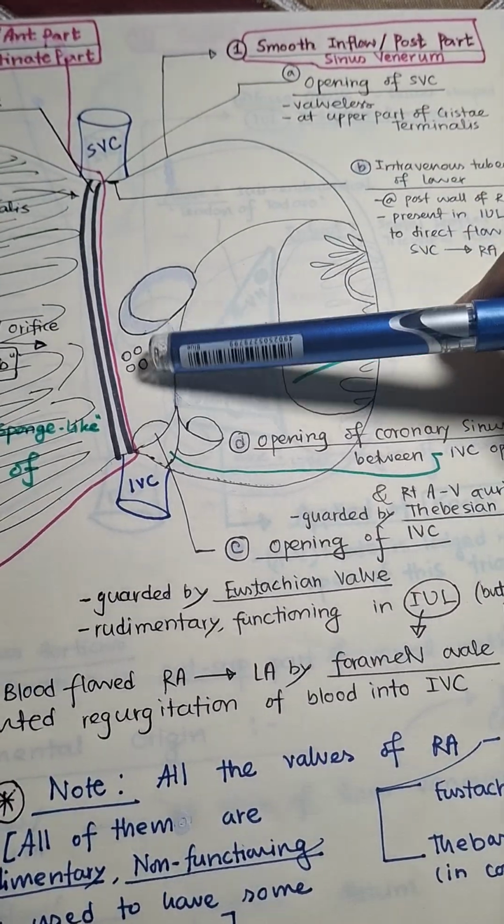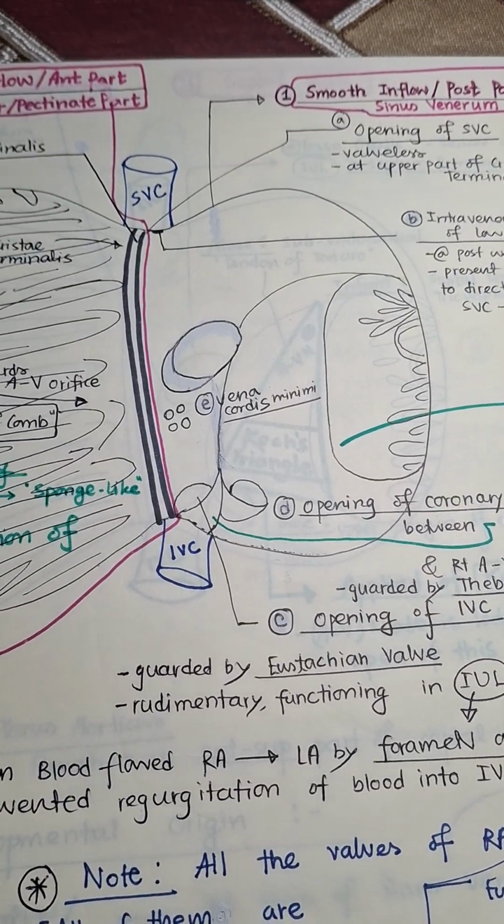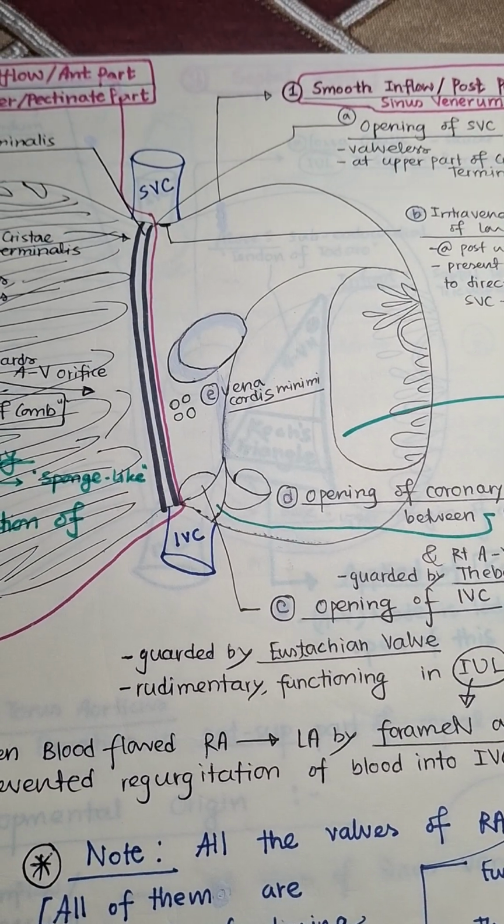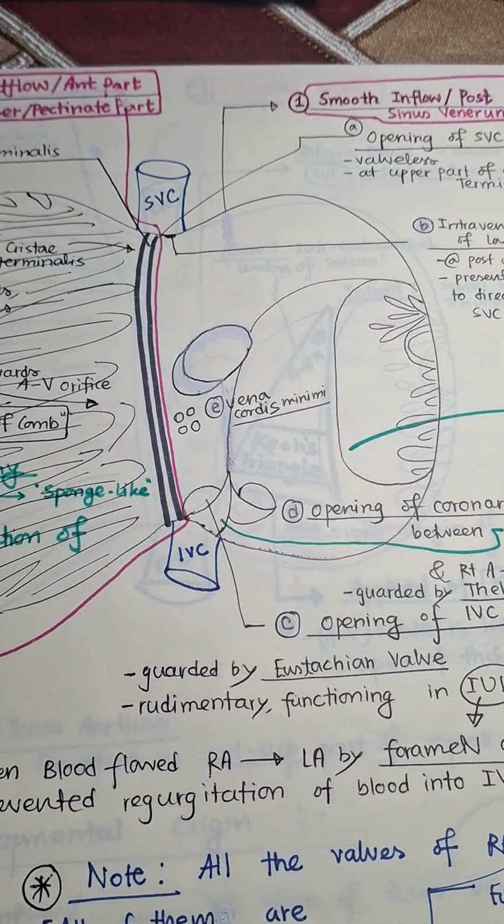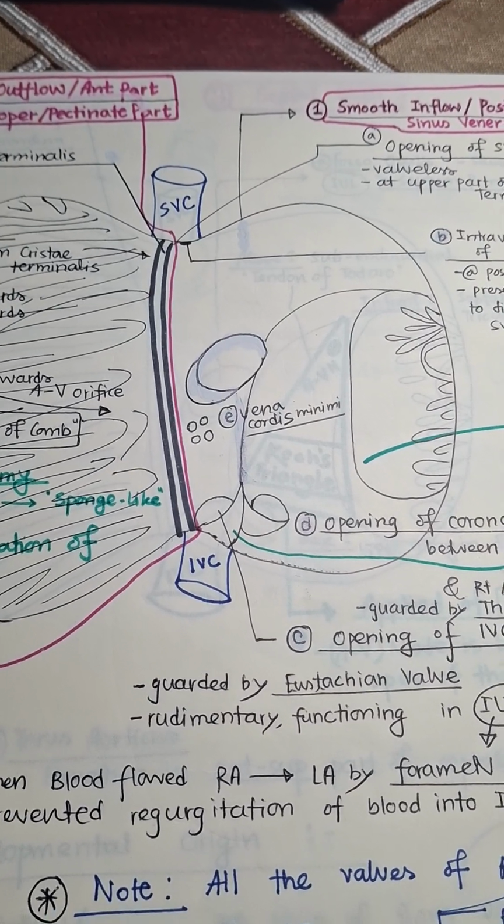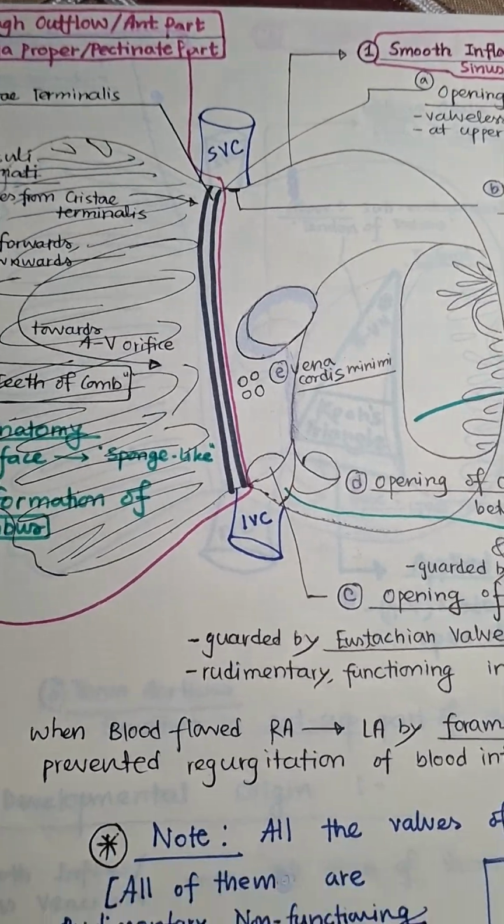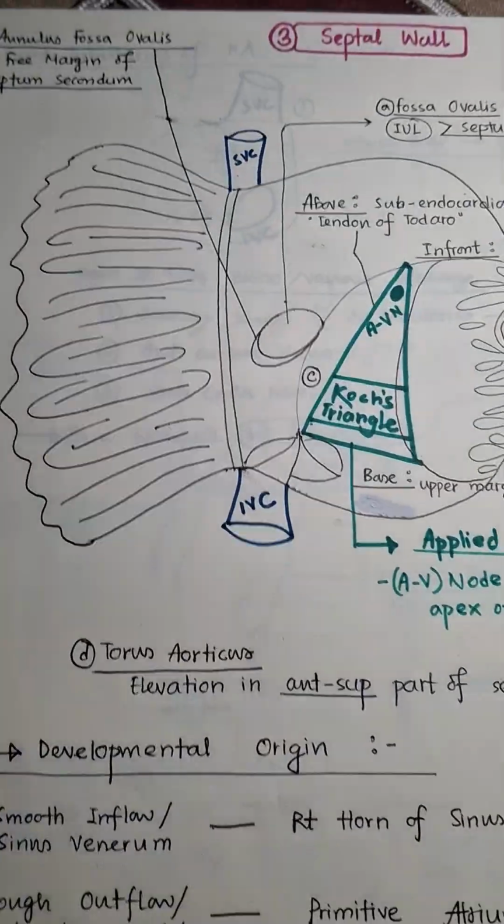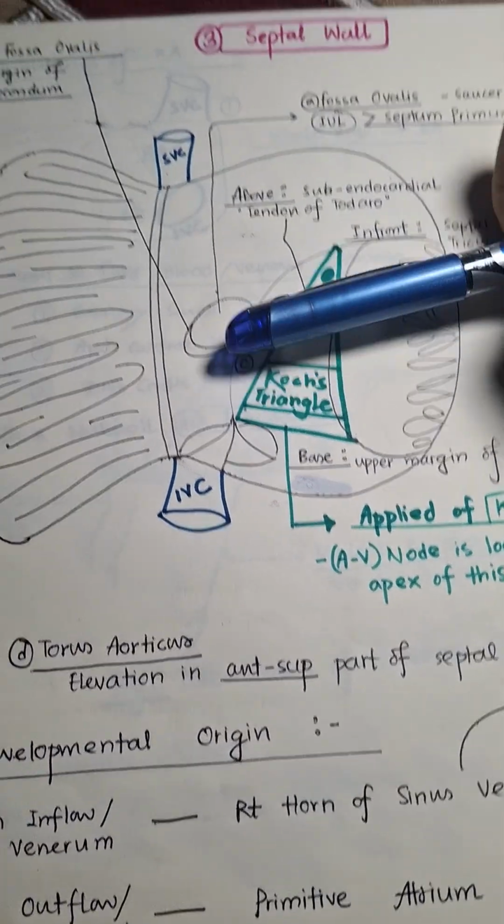Moving forward, there will be the venae cordis minimae. Whenever we talk about the venous drainage of the heart, we will get to know that the anterior cardiac veins, venae cordis minimae, and coronary sinus are the three major venous openings of the coronary circulation. And the last wall, that is the septal wall. The septal wall is very important.